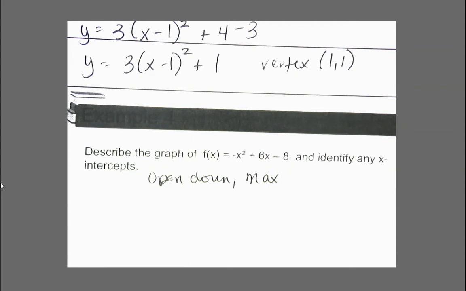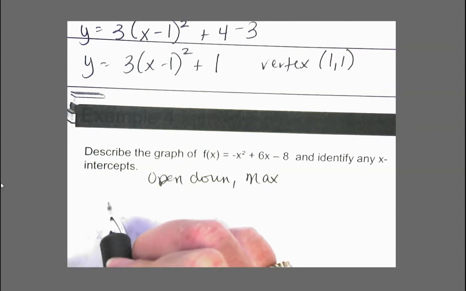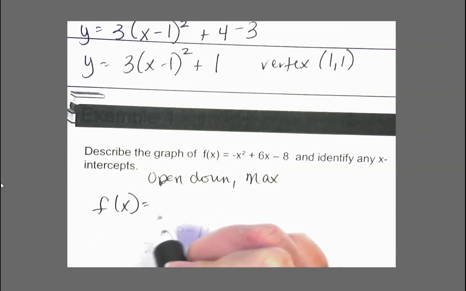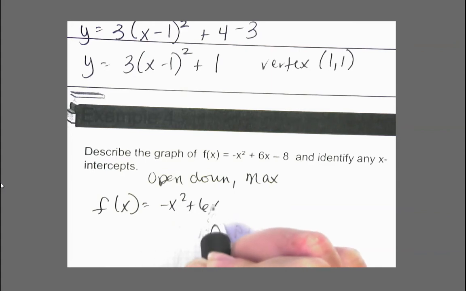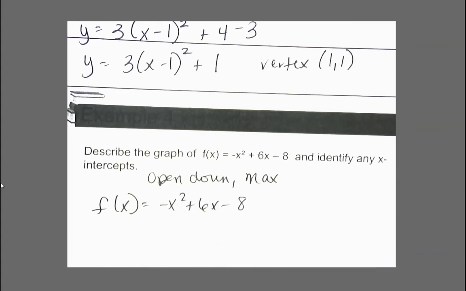So again, you get to pick. This is what makes this class a little bit more difficult. If I have f of x equals negative x squared plus 6x minus 8, how do you find the x-intercepts? Set it equal to 0, because your y value is 0, and you get negative x squared plus 6x minus 8.